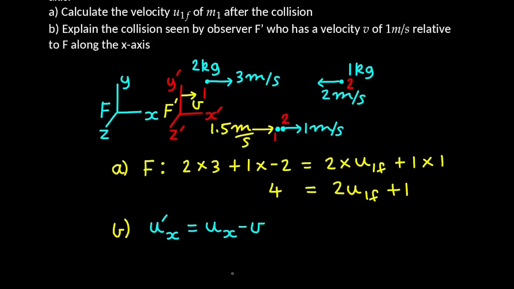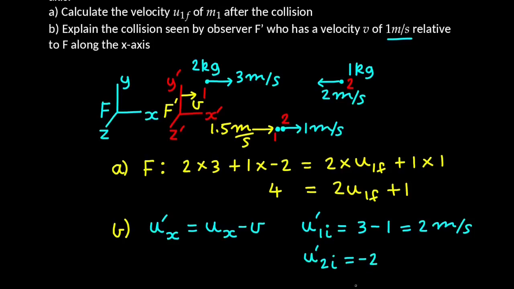So therefore transforming these velocities, we have the initial velocity of particle 1 as seen from the primed observer is equal to 3 meters per second according to the unprimed observer minus the velocity of the primed observer, which is 1 meter per second. So that's equal to 2 meters per second. And then the primed velocity of the second particle is equal to the velocity of the second particle according to the unprimed observer minus the velocity of the primed observer, which gives minus 3 meters per second.